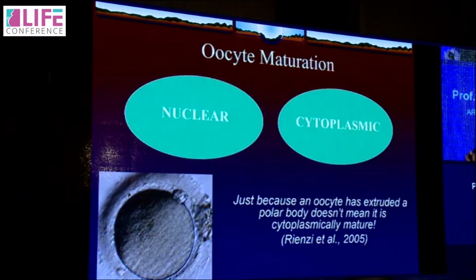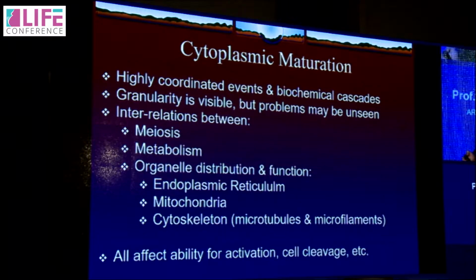So let's just look at maturation. Maturation is a two-part process. You need nuclear maturation and you need cytoplasmic maturation. Just because you see a polar body in an oocyte does not mean it's at metaphase II. It might mean that the cytoplasm still has to catch up. And that's why we often leave eggs about 2 hours after egg collection before we do an ICSI, to ensure that the compounds like MPF are at the right level. Cytoplasmic maturation is a highly coordinated event, many biochemical cascades, and there are interrelations between meiosis, metabolism, and the distribution of organelles throughout. And the distribution of granularity affects the ability to activate and for cell cleavage thereafter.